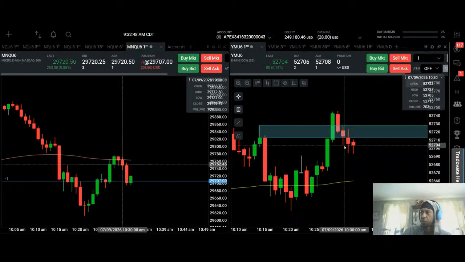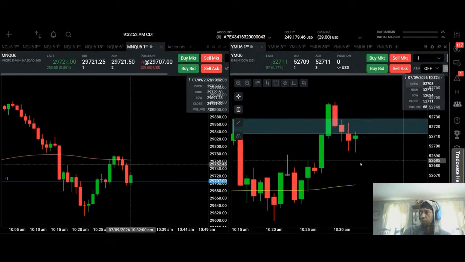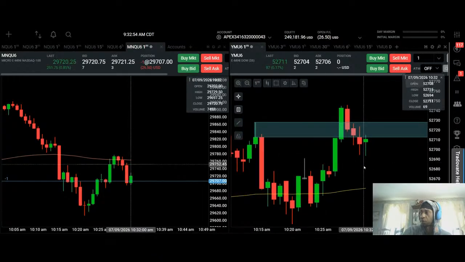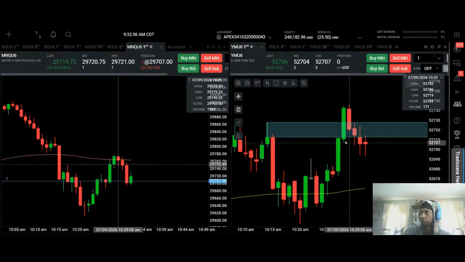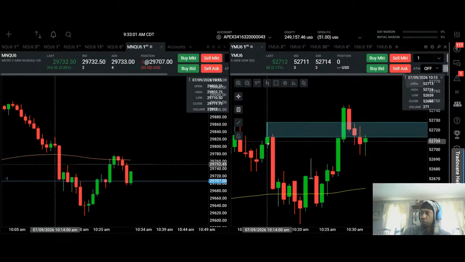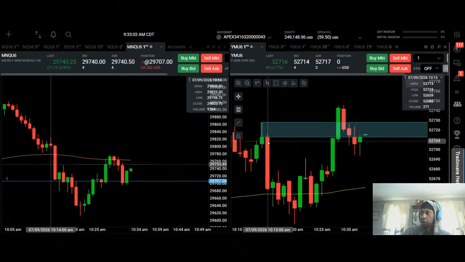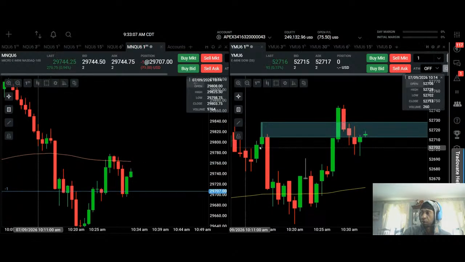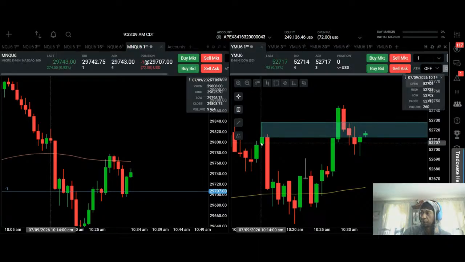I pulled the entry on NQ based on this close right here on YM. Now, right or wrong, it's part of my entry. This was a precision swing point. That candle is red on NQ, this candle that I'm hovering on right here.